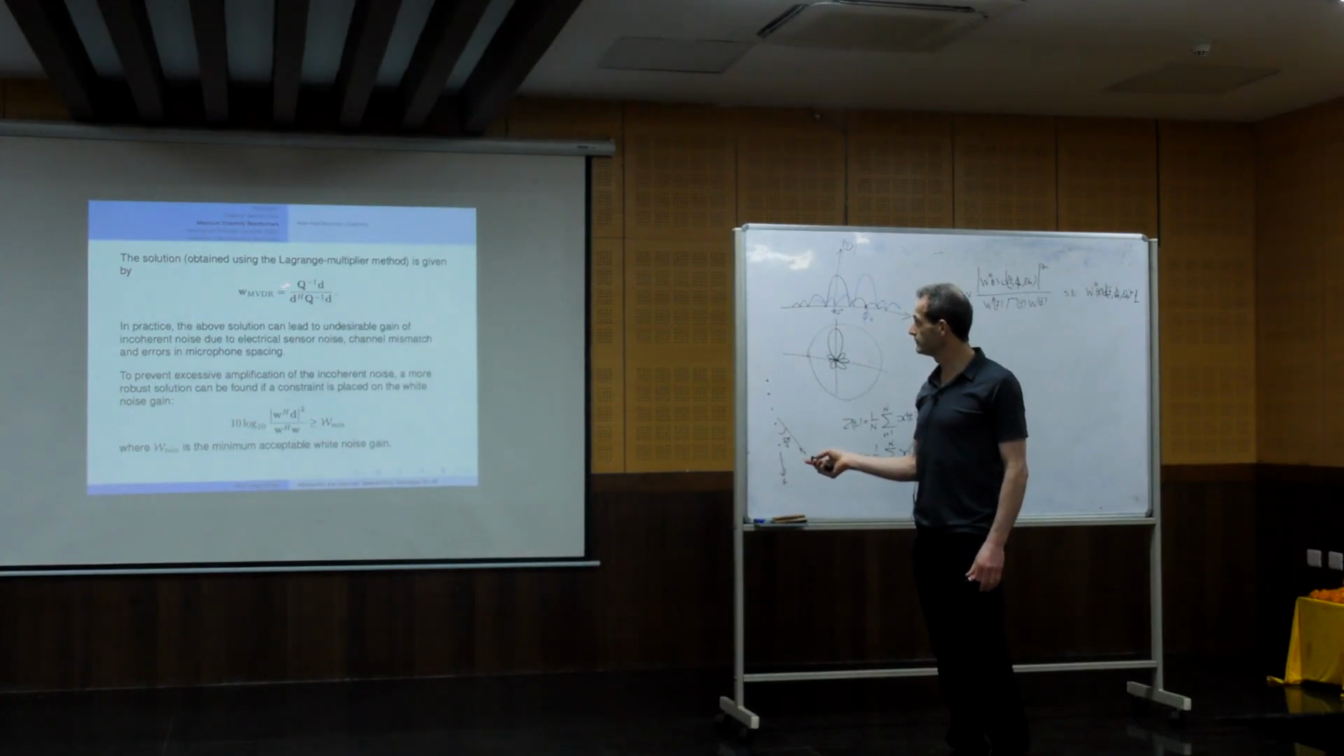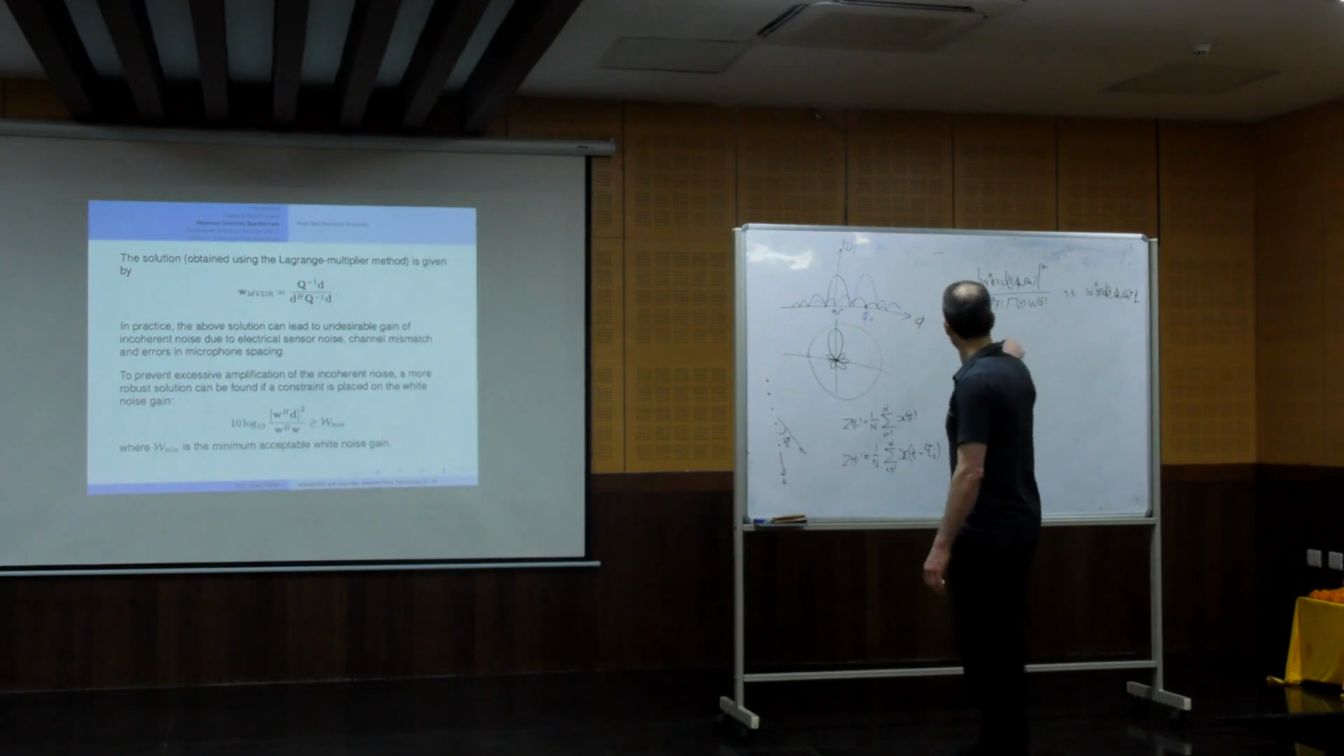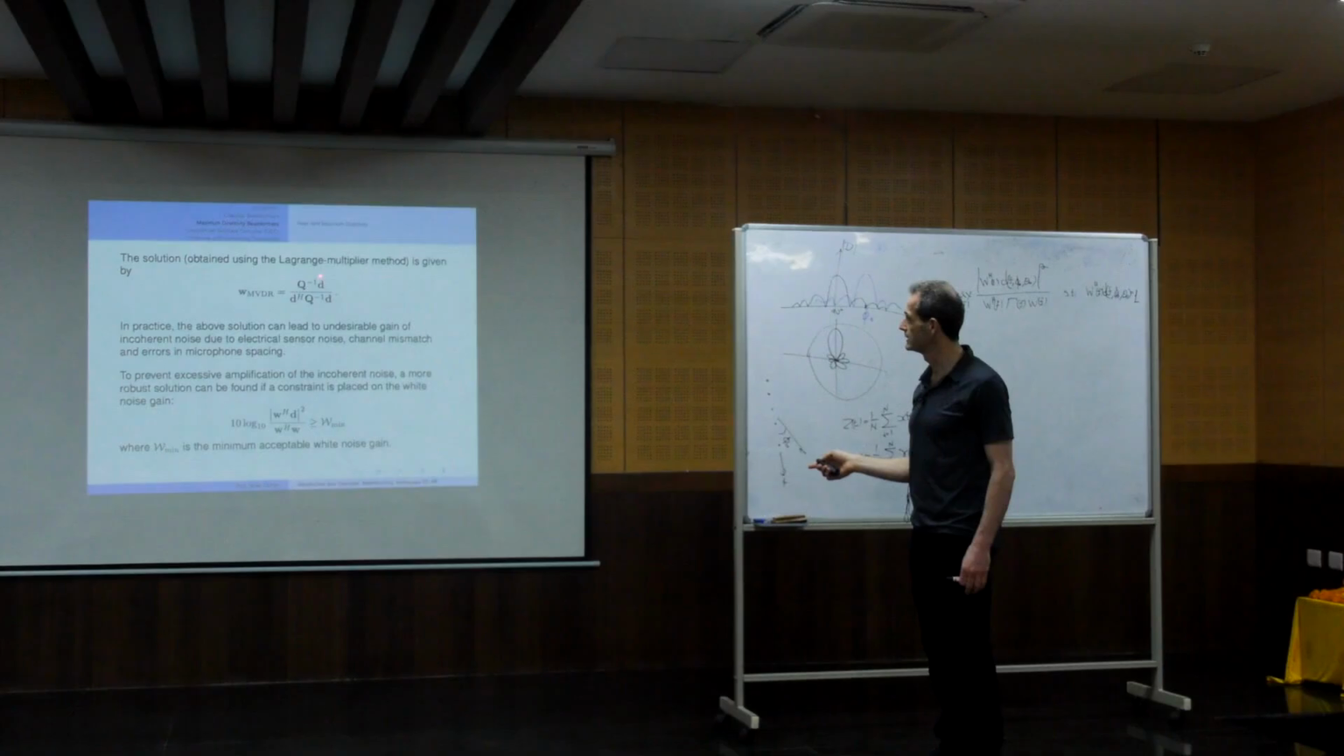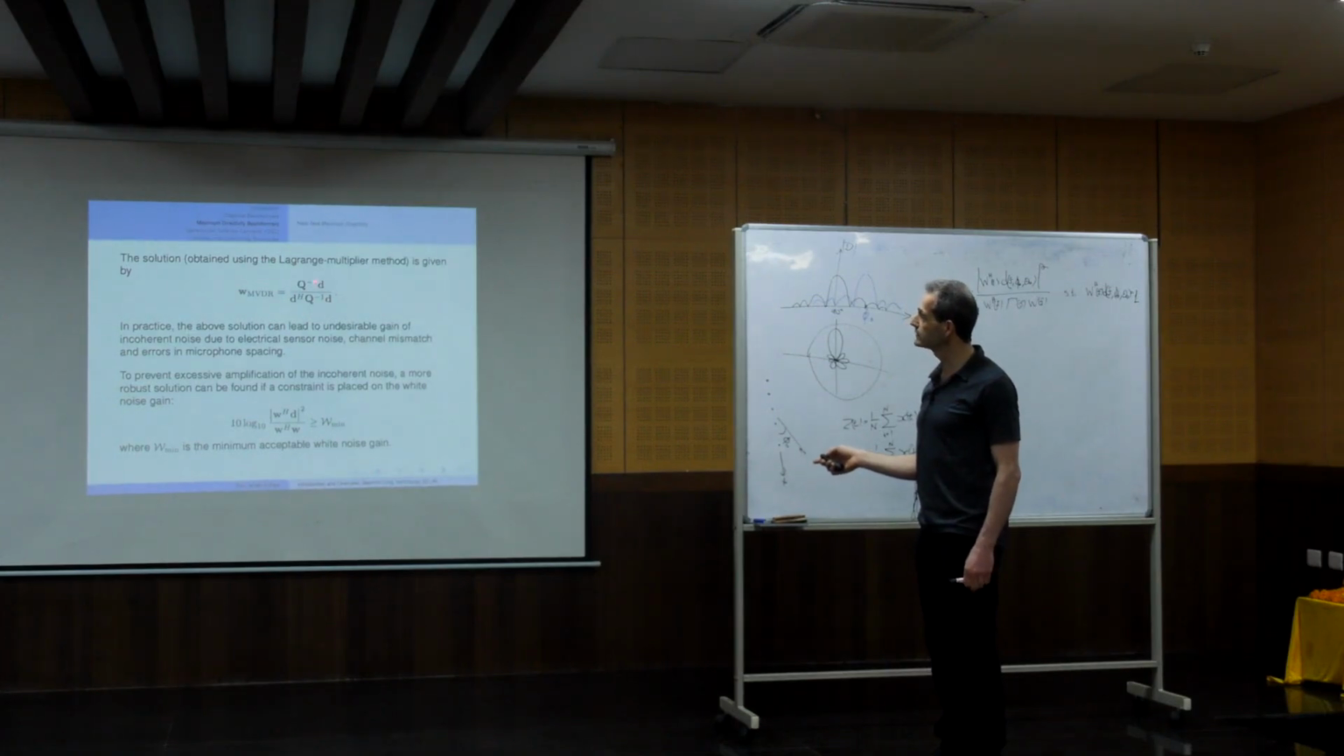So the solution for this problem, the weight, is Q^-1 d divided by d^H Q^-1 d. D is what we have here. This is the propagation vector or steering vector for the direction of the desired source, and Q, we assume that we measure it or we estimate it. This is the solution. Note that the numerator is a vector. The denominator, what is it?